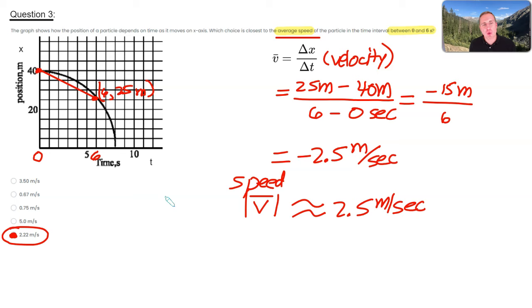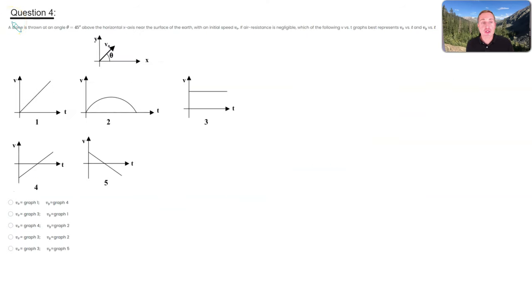So this should be more like 27 minus 40. So that means this magnitude is going to be a little bit smaller. So I think 2.22 meters per second or so is probably about right for the average speed of this particle. Okay, so I think that is good. We have finished this problem, and I'll consider question 3 done. Let us move on. Okay, now question 4.